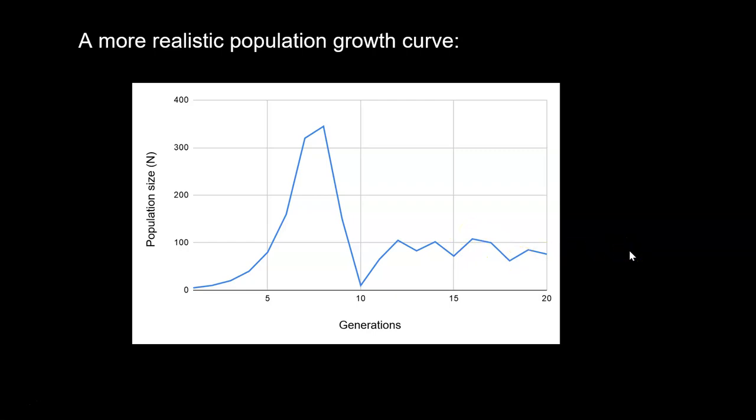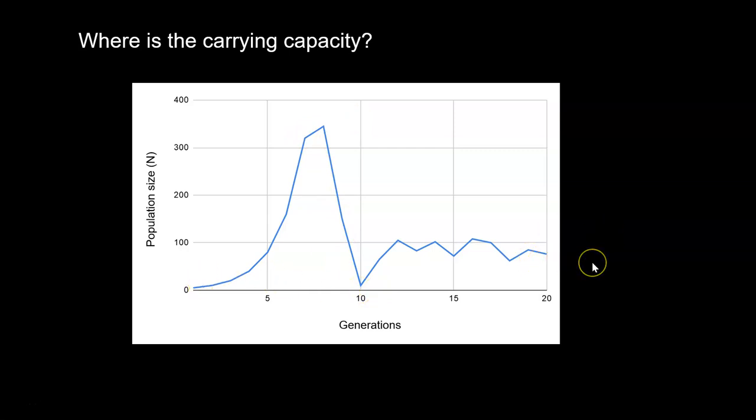So then my next question is, where is the carrying capacity for this population? Is it up here? Is it down here where they crashed? Is it where they started? And the answer is no. This is the population's carrying capacity because, again, it's the average number of individuals that a habitat can sustain, which is right about here.